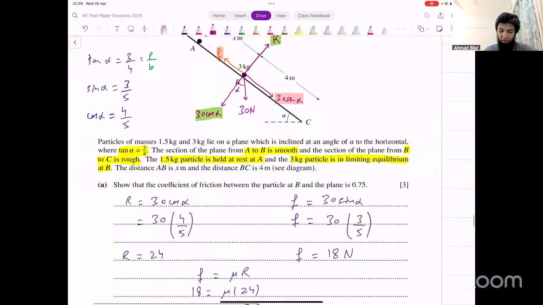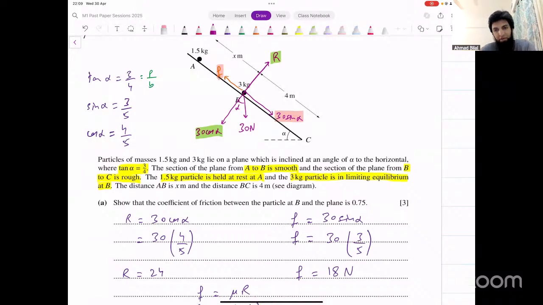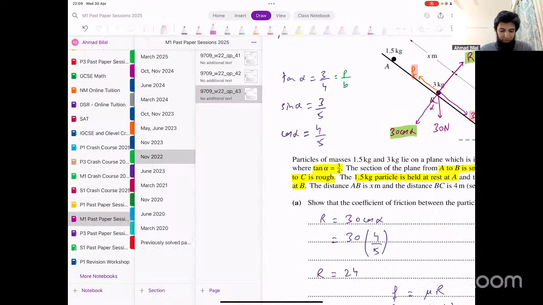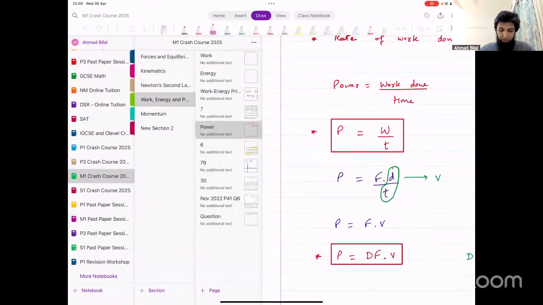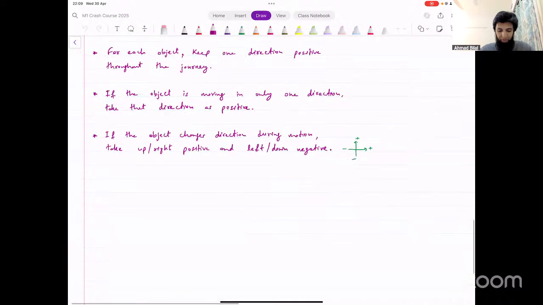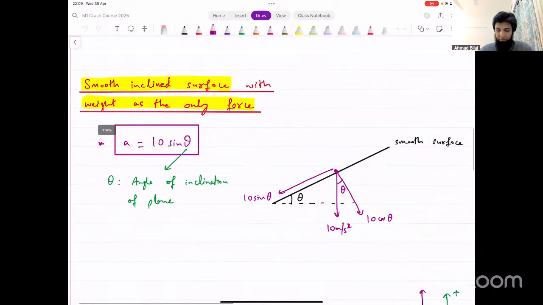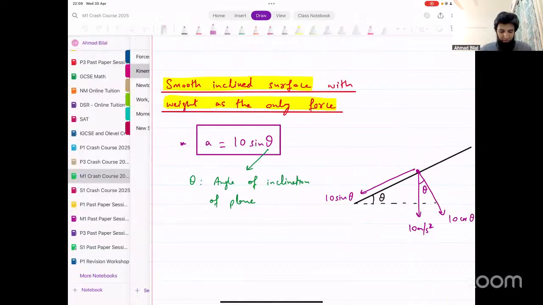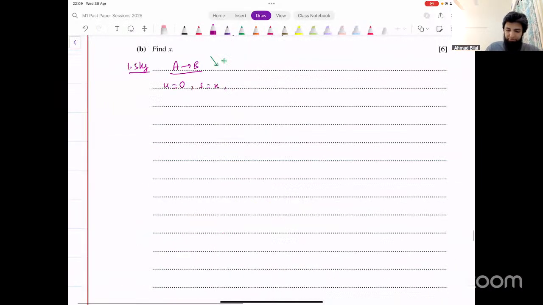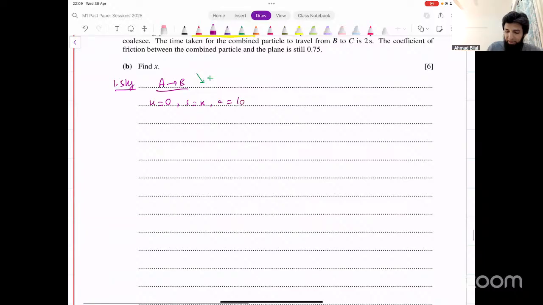What else? We know acceleration. Do we know what acceleration is going to be for this part of the journey from A to B? The A to B part is smooth, right? On a smooth inclined surface, when weight is the only force acting, remember what acceleration used to be? It's 10 sine theta. So we can write that value directly: a is 10 sine theta.